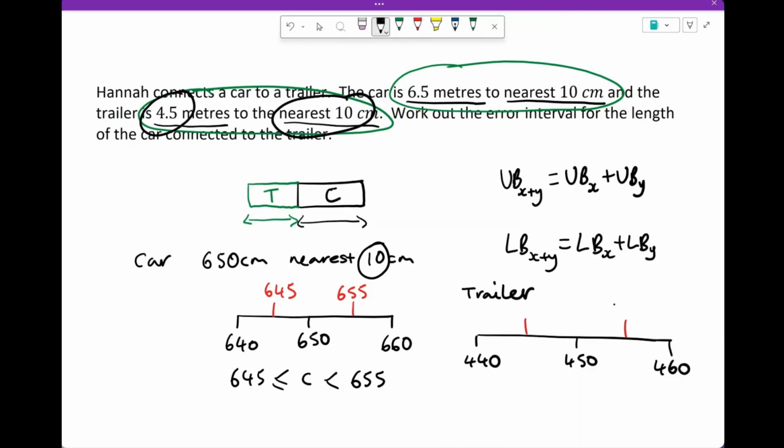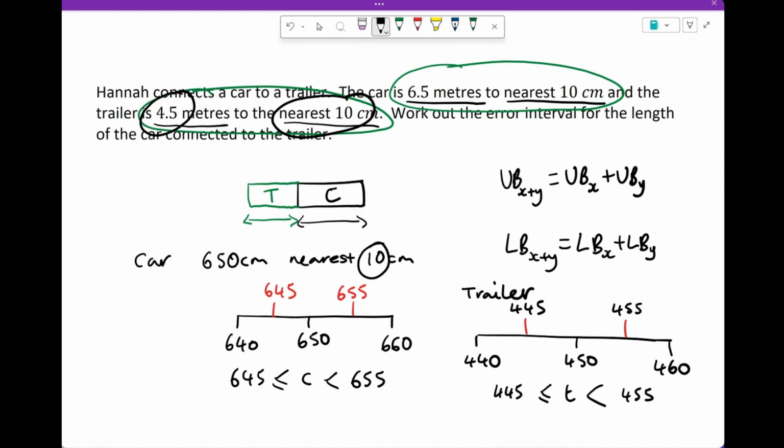So we're going to have 455 and 445 like that. So let's call my trailer T. And my lower bound is 445. My upper bound is 455. And then my inequality symbols will be the same as that for my car. So same as or greater than pointing to T, and then smaller than pointing to T.